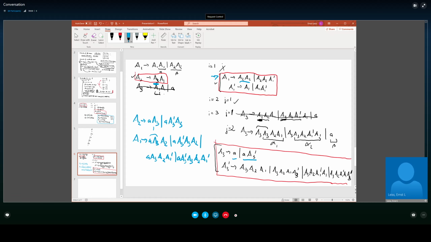So now we have A1 productions, all of which start with a terminal and then have variables following. A2 productions, all of which start with a terminal, then have variables. A3 productions, all of which start with a terminal and then have variables.